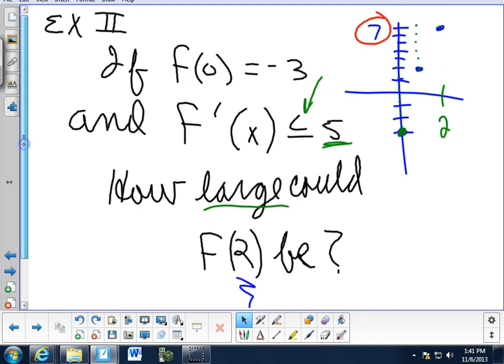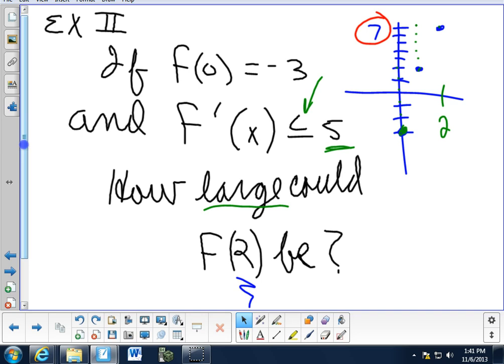Another example. I'm going to do this the simple way, then I'm going to do the calculus way. Sometimes the calculus way is the simple way, not in this case. So what this is saying is f of 0 is -3. So here I am down at -3. And they tell me something about the slope, right? It's a derivative. And I'm saying the slope is less than or equal to 5, which means at most it's 5. It's never more than 5. But it could be equal to 5.